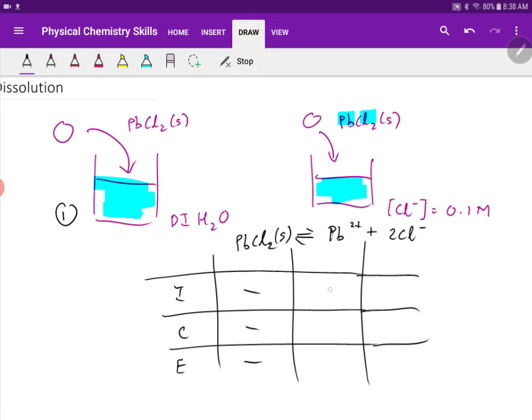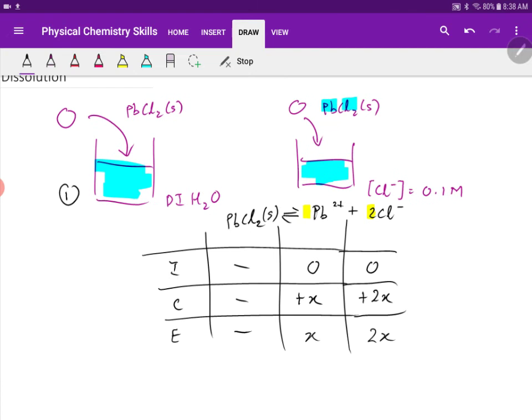Alright, so initially nothing is in the solution. This is DI water. Then once the solid goes in, I freeze time, and nothing is inside. Now when I allow the system to equilibrate, it will start to dissolve until it reaches a state of equilibrium. So you will gain some Pb2+ in the solution, and you will gain 2x of Cl-. Basically we are looking at the mole ratio 1:2, which is what we have learned in the chapter of equilibrium. So we will get x and 2x over here.